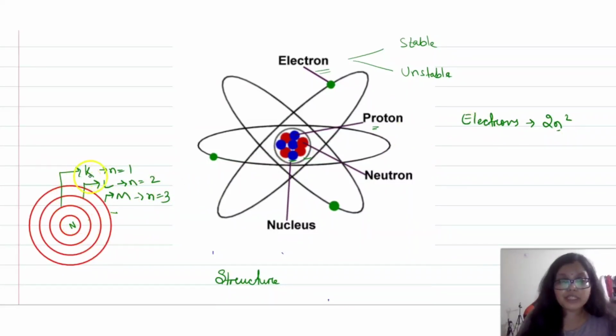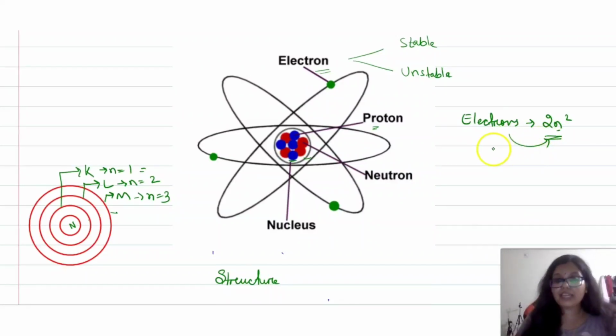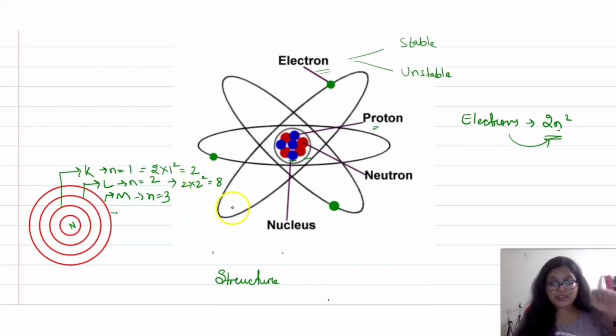Now, for example, in the K shell, using that formula, what is the maximum number of electrons that can be present? That is 2n squared. So in the K shell, the maximum number of electrons is 2 into 1 squared, which equals 2. Similarly, in the L shell, it will be 2 into 2 squared, which equals 8. And this 8 is the magic number. It is a very important number because it decides whether the atom is stable or not.